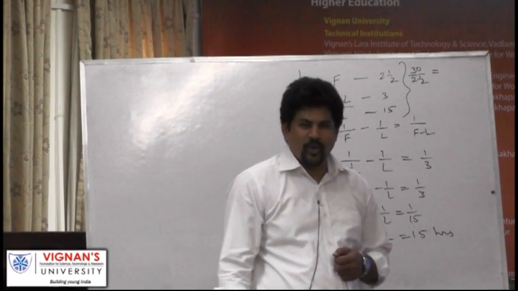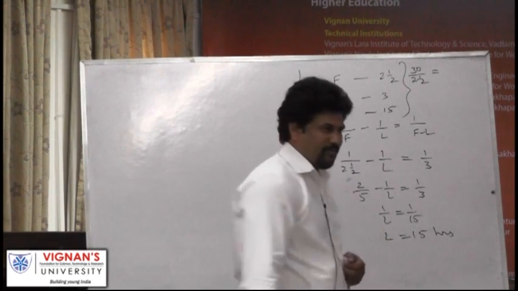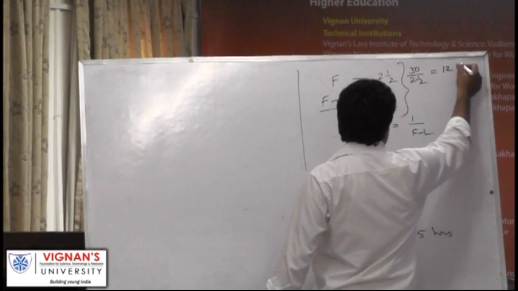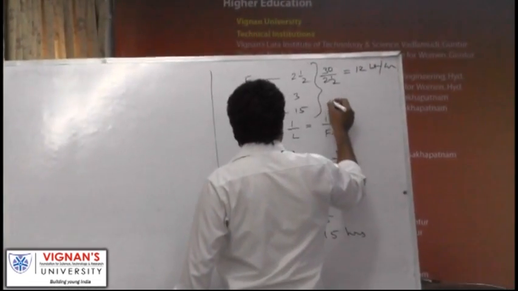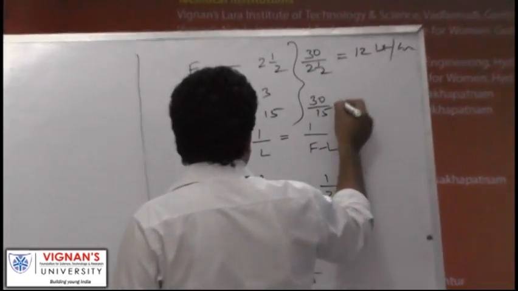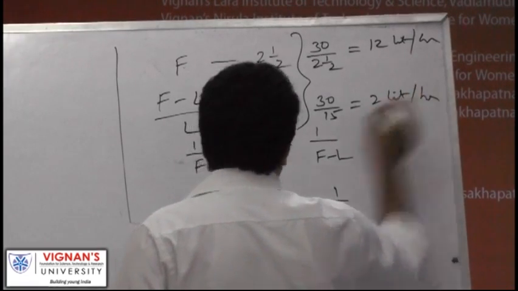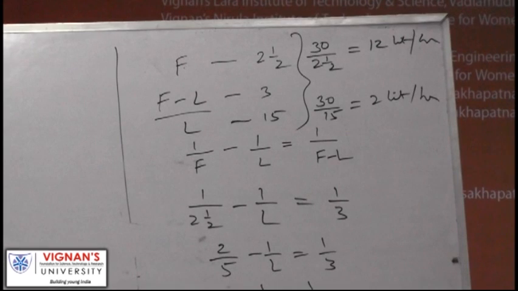What is 30 by 5? 6. Then 30 by 2.5? 12, right? So per hour it is 12 liters per hour. Now similarly, leak is taking 15 hours to empty 30 liters, so it empties at the rate of 2 liters per hour. That is their respective capacities.